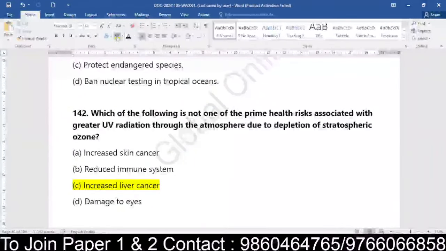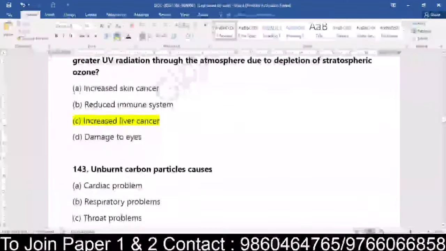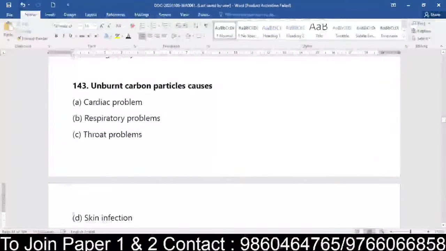Okay, 142, I have not got the answers yet. Maybe students are thinking it is basically due to increased liver cancer. No, the right answer is option number C. Please everyone be careful.